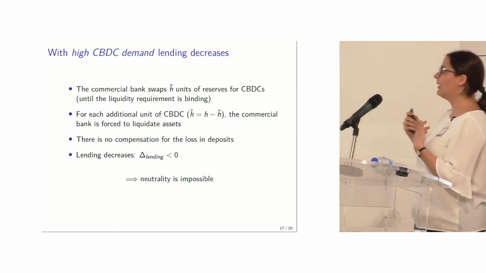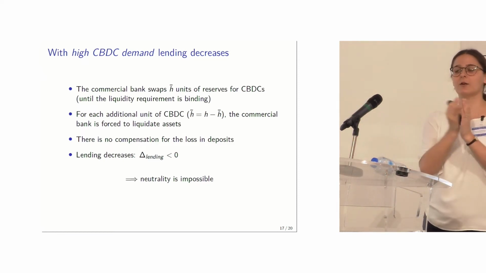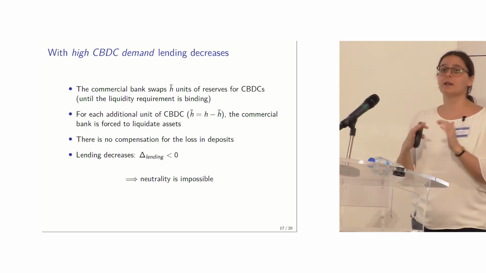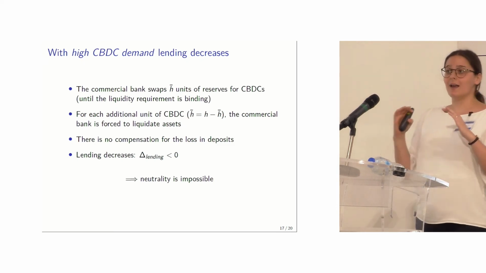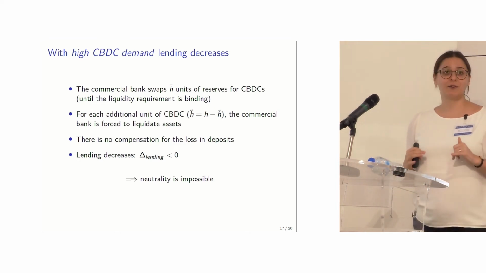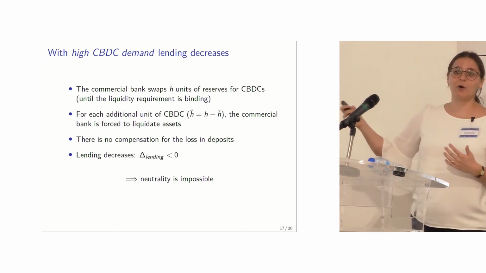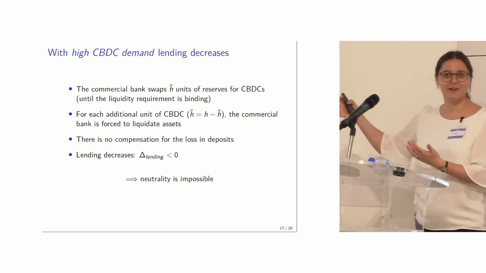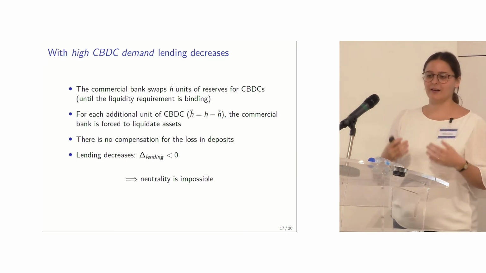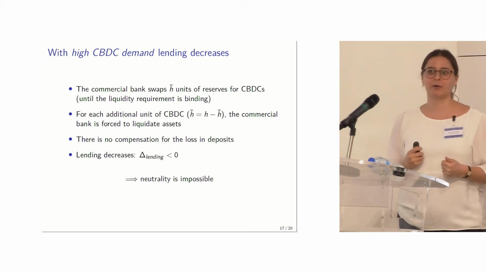On the other side, if the CBDC demand is too high, then of course the commercial bank will swap excess reserves into CBDC deposits as much as it can. But at one point, it will be forced to liquidate assets. If it's forced to liquidate assets, it means that lending is decreasing. If lending is decreasing, there's no possibility of neutrality. So at this point, our paper stops. But since we have a negative impact on lending, we can explore the possibility of funds, and we do that in another paper.